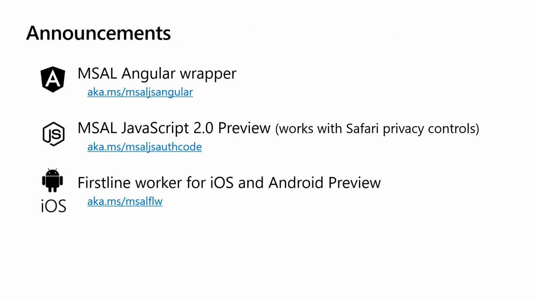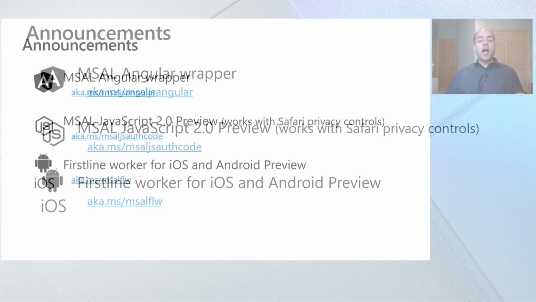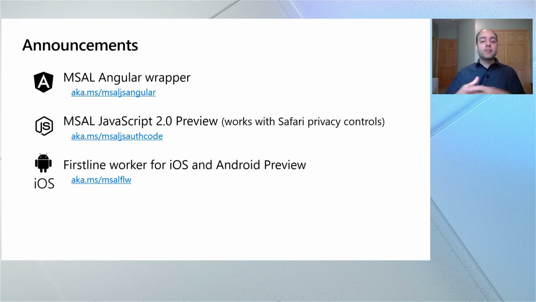We also have a preview for applications targeting first-line workers, such as hospital workers using shared devices. It allows these first-line workers to pick up a shared device, sign in globally to all applications, and when they're done with their shift, they can sign out of all the applications with just one tap, so the device is ready for the next first-line worker.